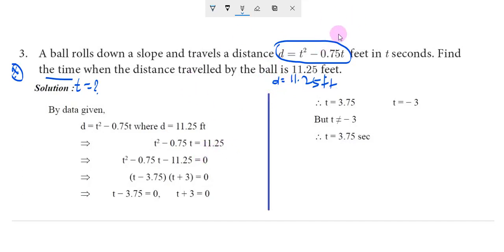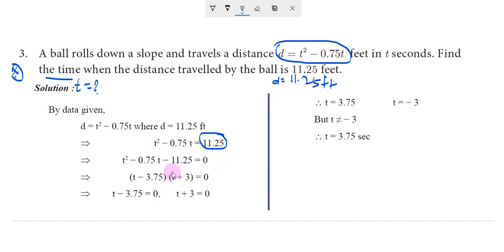Okay, one function they have given using the variables distance and time. Time they asked, and the distance they have given, so we should find the time. So t square minus 0.75 t equals d. The d value is 11.25, so we apply it here and move this 11.25 to the left side. So t square minus 0.75 t minus 11.25 equals 0, because 11.25 is a positive term, and when it comes to the left side it will be negative.